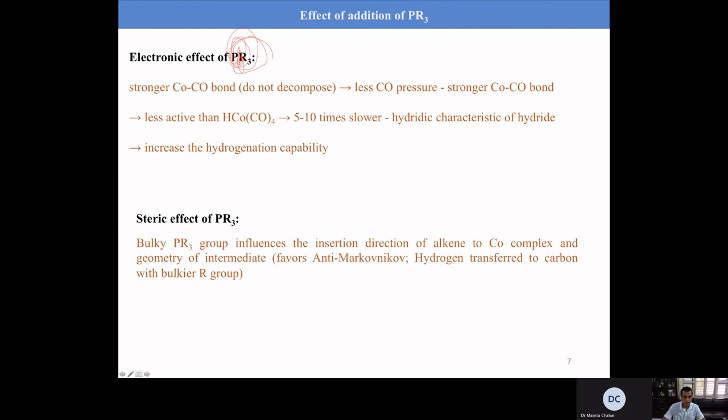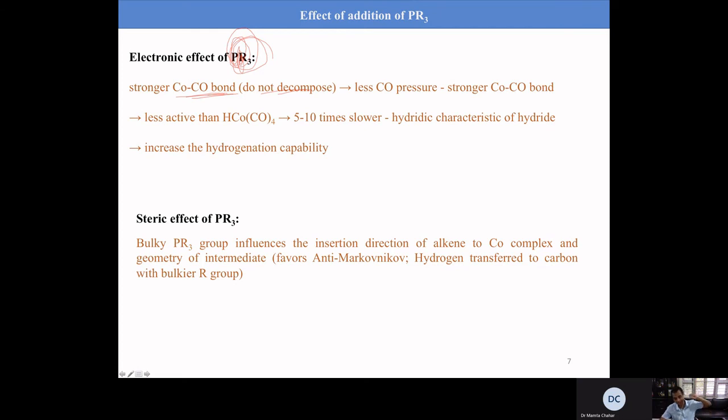So this stronger cobalt carbonyl bond actually is not decomposing, right? Stronger cobalt carbonyl species do not decompose. That makes it very, very stable. So previously, if you have this tetracarbonyl compound, these decompose under high pressure, under high temperature or low pressure, because CO will come off. But with the phosphine, this becomes really, really good.